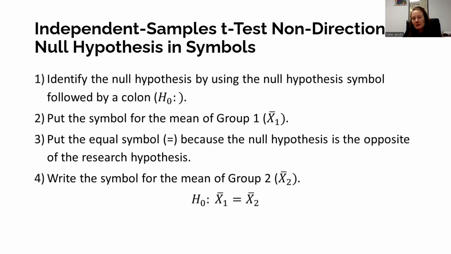We know that our null hypothesis is the complete opposite of our research hypothesis. So we put the equal symbol. And then we'll write the symbol for the mean of group 2, which is X bar sub 2. And when we put it all together, we can see below that our null hypothesis in symbols is H sub 0 colon X bar sub 1 equals X bar sub 2.